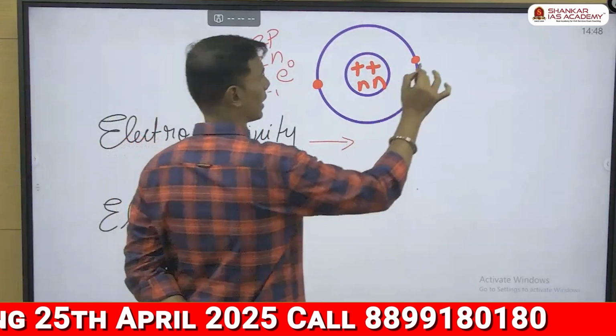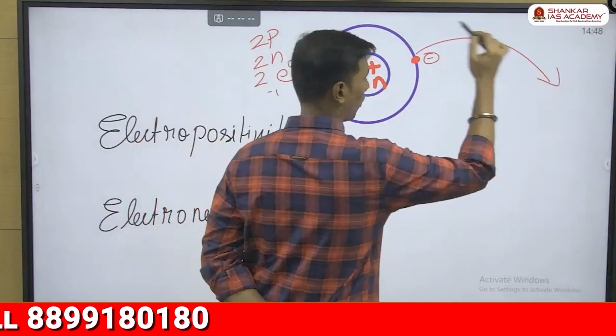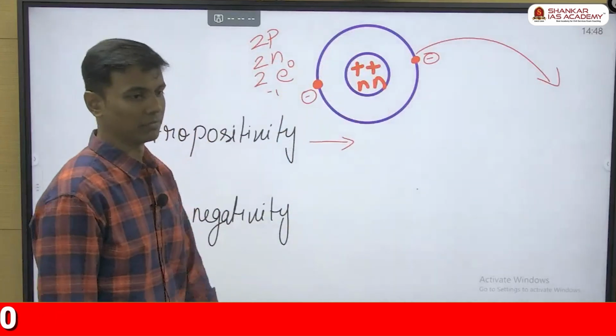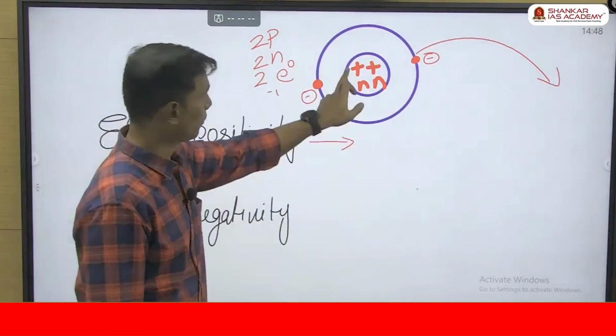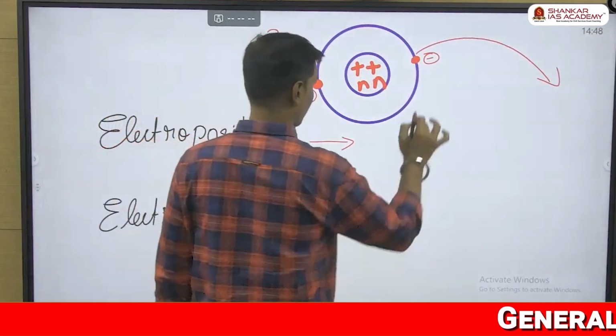See, this is an electron. The charge of an electron is negative. If this electron is lost, the electron goes outside. What will be the overall charge of the atom? Positive, because there are 2 positive charges but only 1 negative charge, correct? I'm saying that this electron moves outside.